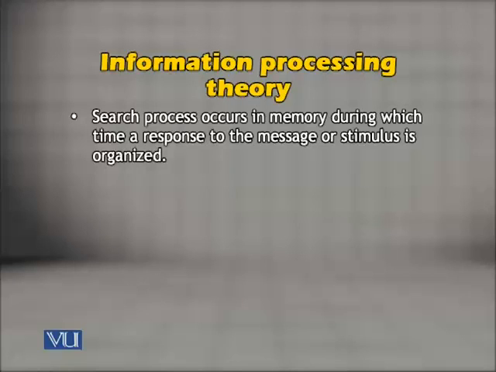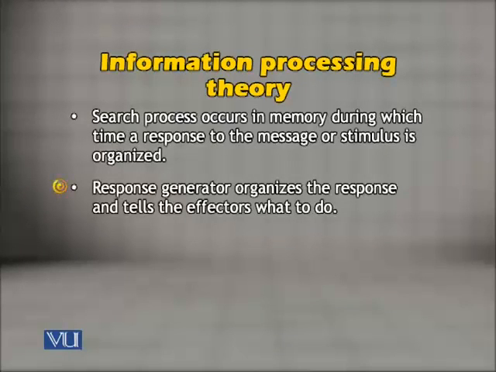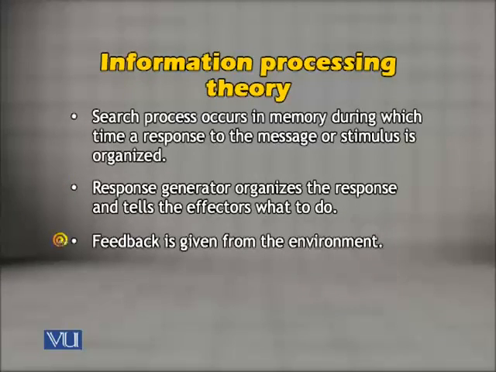And then a search process occurs in memory, during which time a response to the message or stimulus is organized. And then the response generator organizes the response and tells the effectors what to do. And then feedback is given from the environment. So that is the process of information processing.